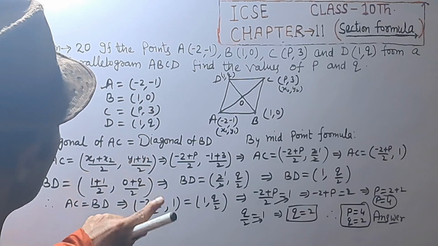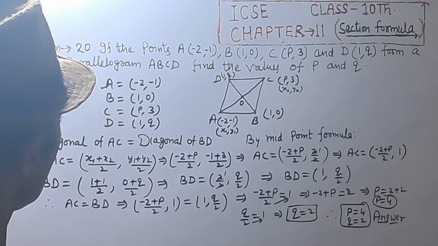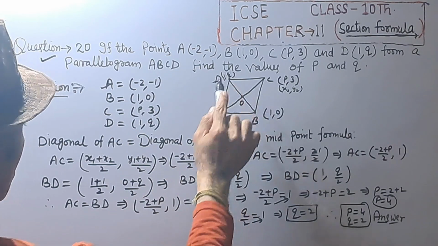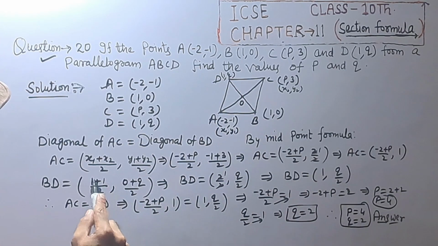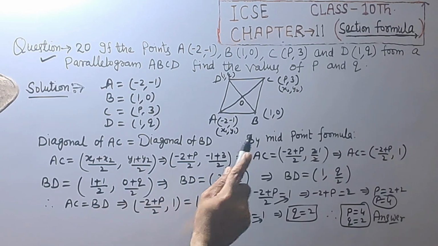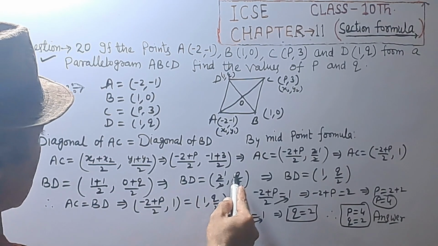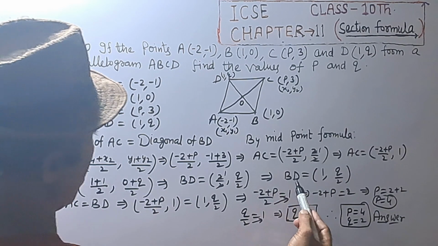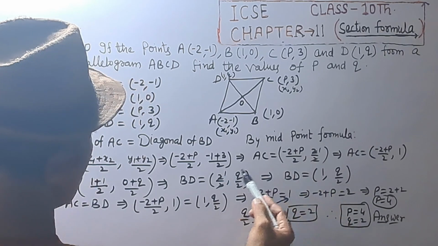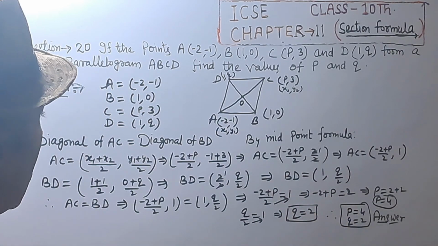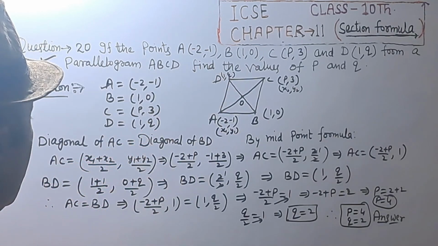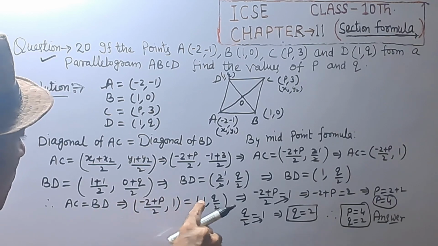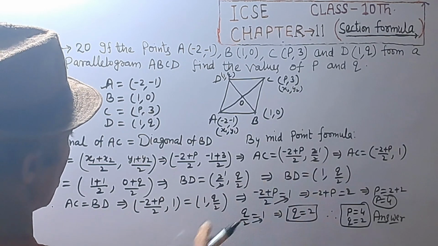Similarly, for the diagonal BD using the midpoint formula, (x1 plus x2) upon 2 comma (y1 plus y2) upon 2. 1 plus 1 is equal to 2, 2 divided by 2 is equal to 1, and 0 plus q is equal to q upon 2. So the diagonal BD is equal to (1, q upon 2). So the diagonal AC is equal to the diagonal BD, ((-2 plus p) upon 2, 1) is equal to (1, q upon 2).